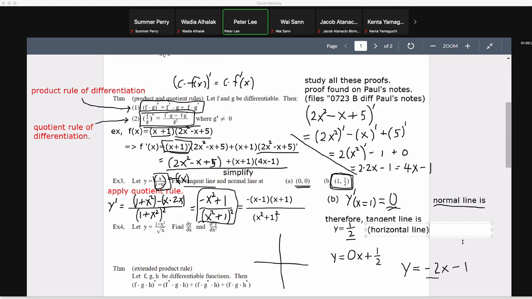But the normal line has two properties. It must be a vertical line, and it must pass through the point 1 comma half. What would that be? Can you tell me? What is the normal line? The normal line is the line x equals what? 1.